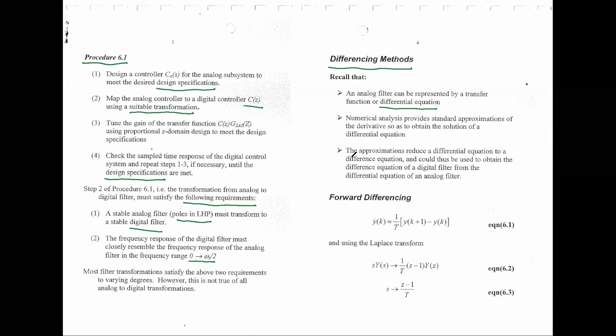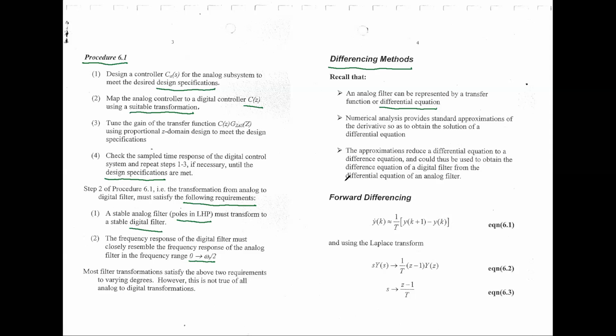So by substituting backward differencing equations in your differential equation, you can obtain numerical analysis of your equations. So numerical methods of solving differential equations, that is by substituting Euler equations, like forward differencing, backward differencing equations. The approximations reduce a differential equation to a difference equation and could be used to obtain the difference equation of a digital filter from the differential equation of an analog filter.